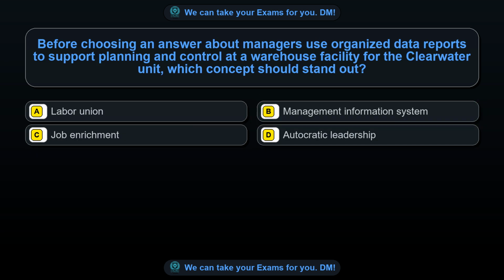Question 18. Before choosing an answer about managers use organized data reports to support planning and control at a warehouse facility for the Clearwater unit, which concept should stand out? Option A, labor union. Option B, management information system. Option C, job enrichment. Option D, autocratic leadership. The correct answer is option B, management information system.